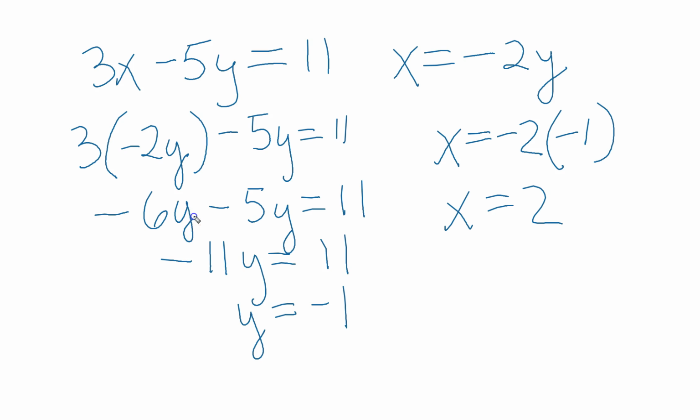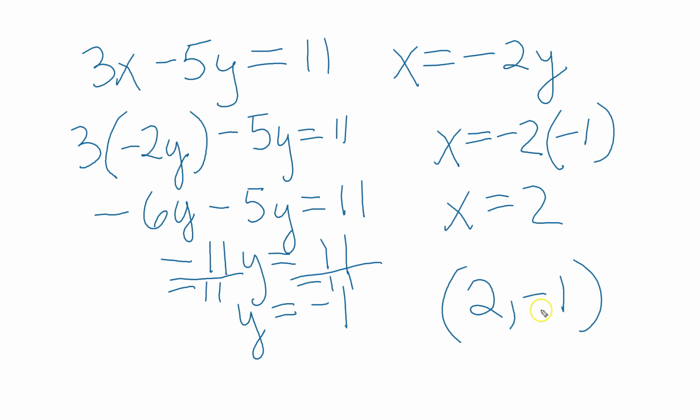There we go. So this gives us a negative 11y equals 11. Divide both sides by a negative 11. That gives us a negative 1. So our y here is a negative 1. And then we put it in this equation, and we get x, negative 2 times negative 1 is 2. So our ordered pair is 2, comma, negative 1. And remember, order is significant here. So it has to be that particular one.